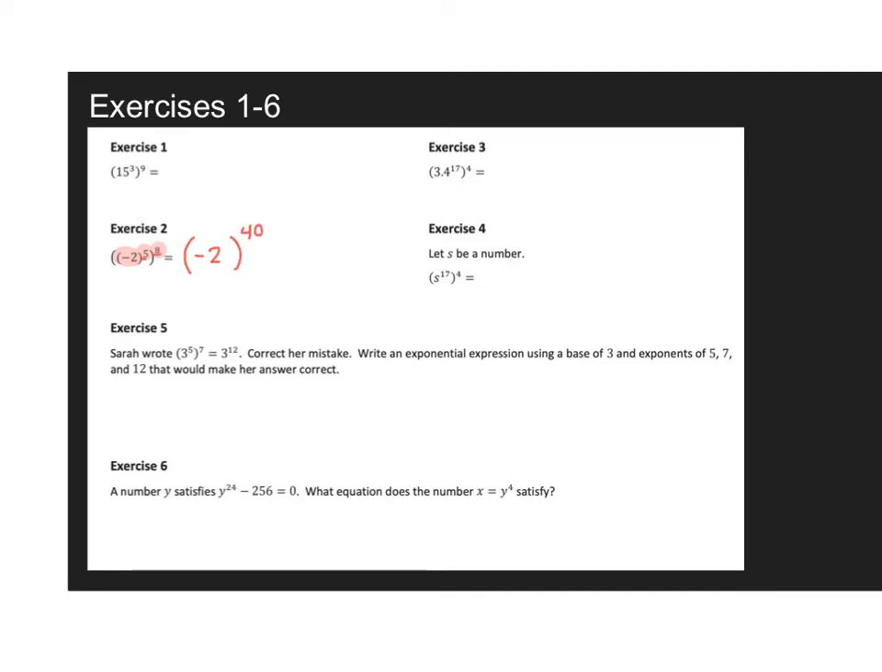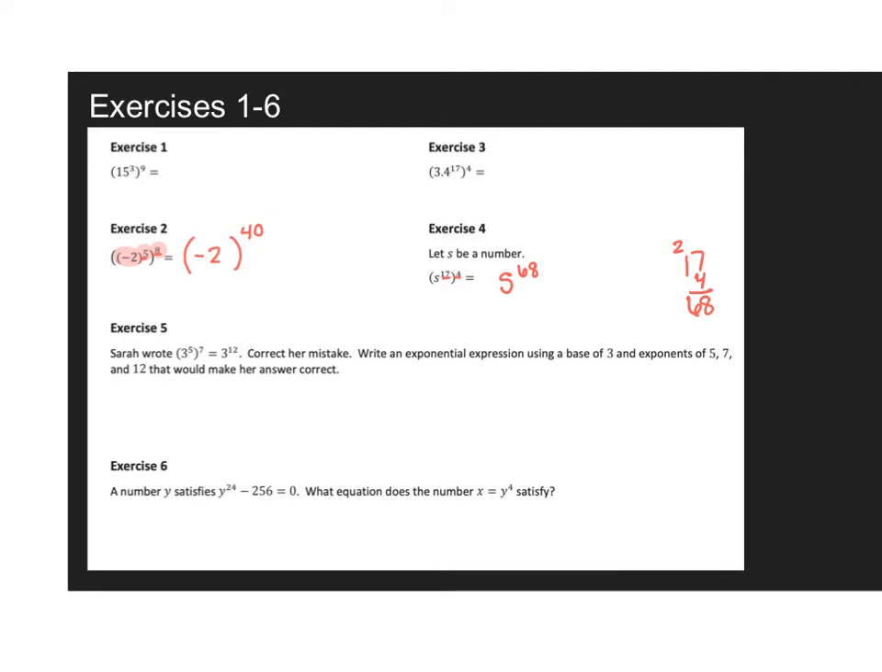All right? And then I'll do exercise 4 for you as well. This is just a variable. It says let S be a number, so let's just pretend that's a number, and that's our base. And it's being raised to the 17th power, and then we're doing that whole group 4 times. So I'm going to do 17 times 4. You can do it in your calculator if you want to, but I'm going to do it by hand. 4, 5, 6, 68.